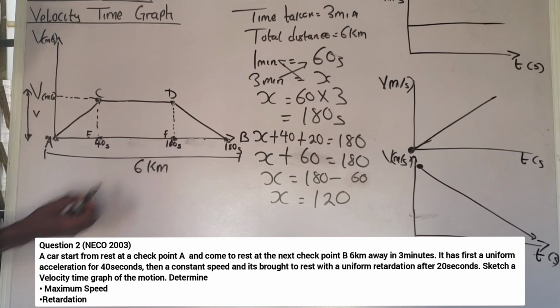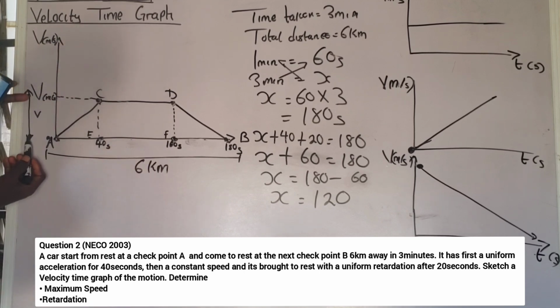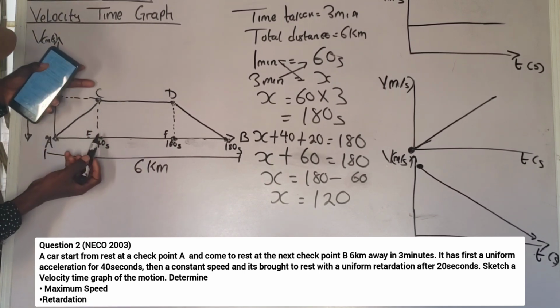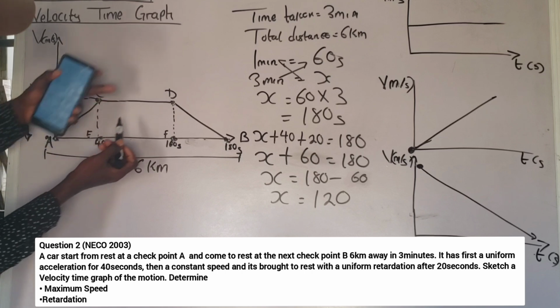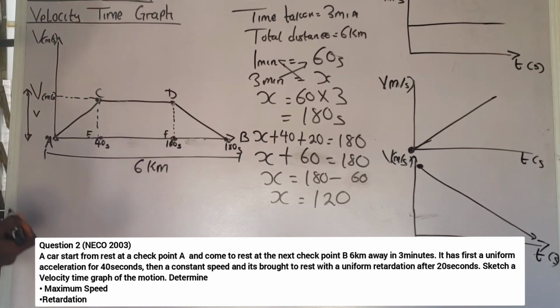And it's also the same thing as what? This distance. Please, you have to be able to interpret the question. This distance that I have here is also the same thing as distance CE. And it's also the same thing as what? Distance DF. You understand? Now, we are going to use the area to determine the maximum velocity. The area of this shape will give us the maximum velocity.